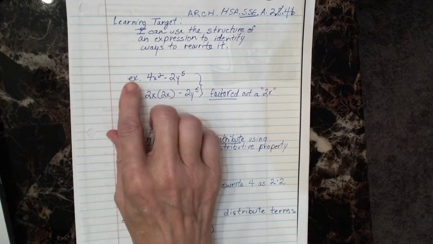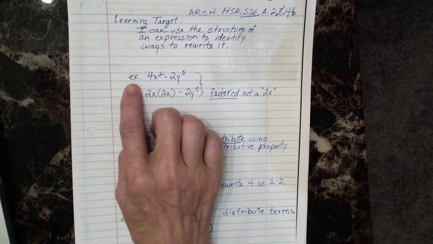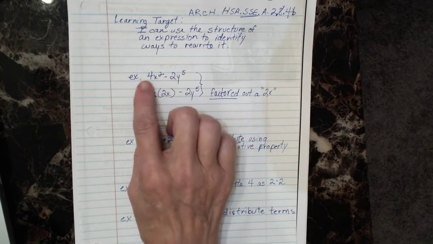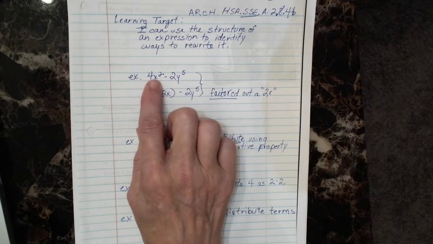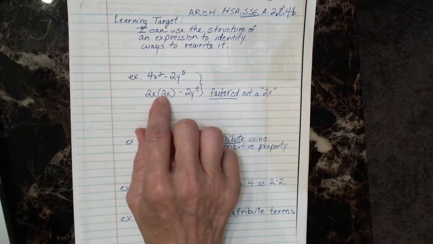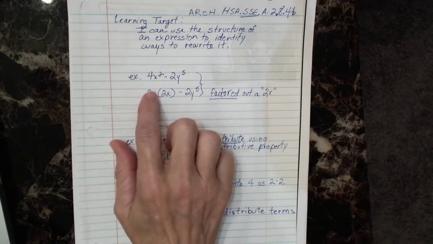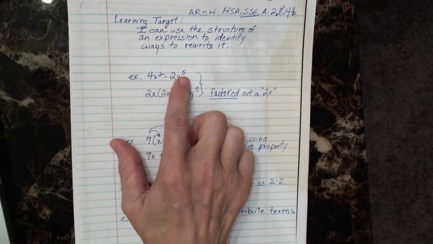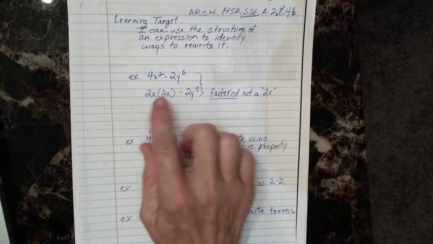So in this case, let's just look at examples, and you should write these down. 4x squared minus 2y to the fifth. If you look at it, you can see that you could factor out a 2x from this term. Because if you factor out a 2x, you can see that 2 times 2 equals 4, x times x equals x squared. And then you leave the minus 2y to the fifth. So we say that we factored out a 2x.